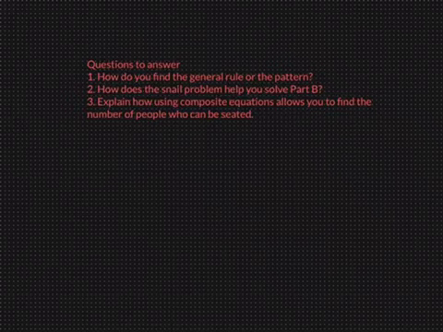Go to this one. These are the questions I'd like you to answer in the video. So if you can answer these questions when you're making your video to show how you solve the problem: how do you find the general rule? And if you can't find the general rule, at least explain the pattern that you've made in the table. Also, how does the snail problem help you solve part B? All of these questions are quite similar. And lastly, explain how using composite equations allows you to find the number of people who can be seated.